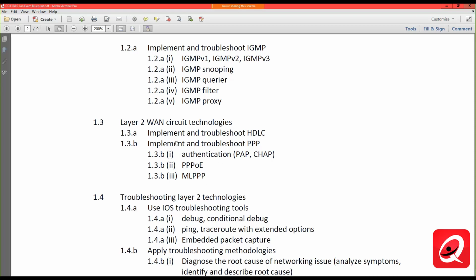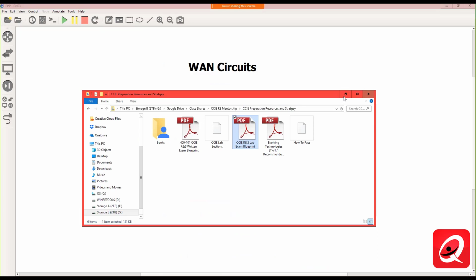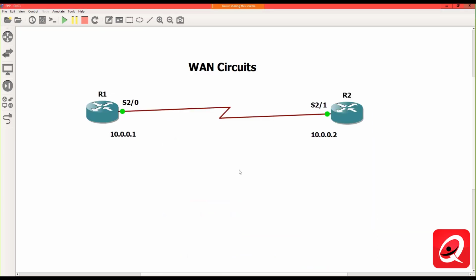PPPoE, point-to-point protocol over Ethernet, and multilink PPP, which we probably won't take a look at today, but I'll point you guys to a document that you can read to learn more about multilink PPP. I doubt you're going to see actual multilink PPP on the exam. Our focus is primarily going to be on the basic authentication and setting up PPP over Ethernet. Okay? So that's what we're going to be looking at, based on the blueprint.